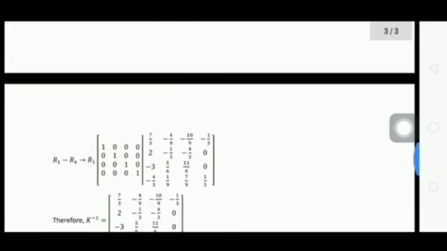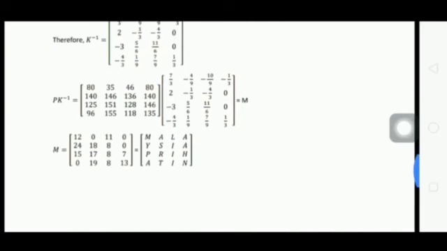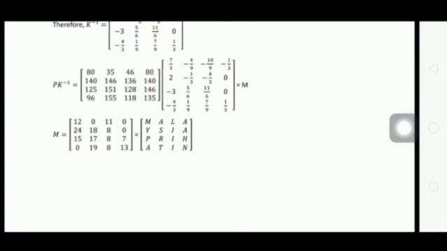Next, make a pivot for row 4 by multiplying it with 1/3. Next, subtract row 4 from row 1 and we will get the K inverse for K3. And to find the message, we need to multiply the P that has been given in the question with K inverse, and we will get the message, which is Malaysia Prihatin.